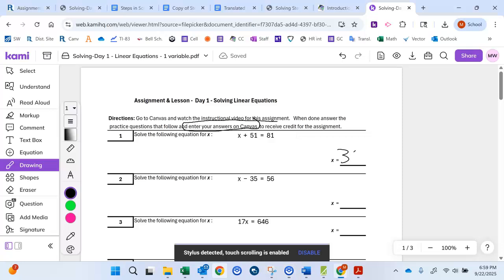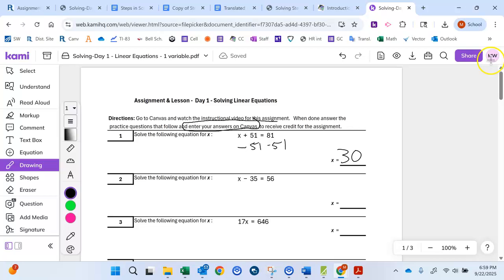So the answer for question number 1 is 30. But make sure you put your notes over here: minus 51, x equals 30, okay?